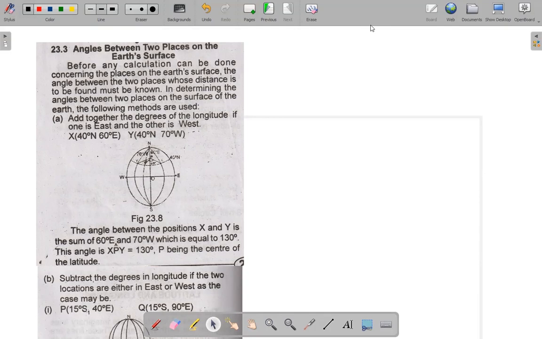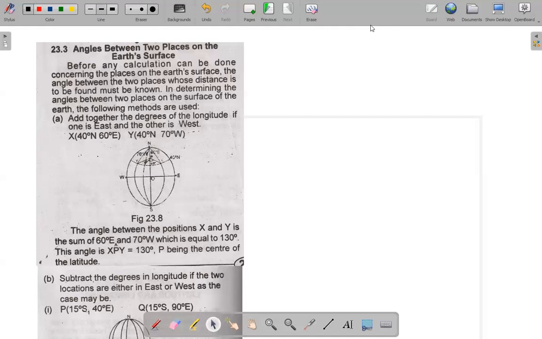And here we're going to learn how to determine angles between two places on the Earth's surface, because this is important to be able to calculate the distance between two places on the Earth's surface using lines of latitude and longitude. We should be able to know the distance and the angle between the two points in question. So let me read from the book.